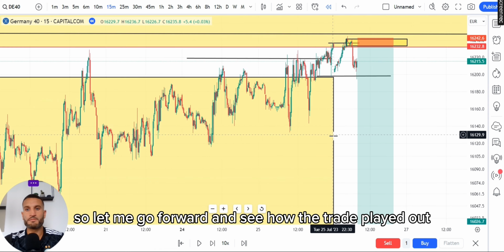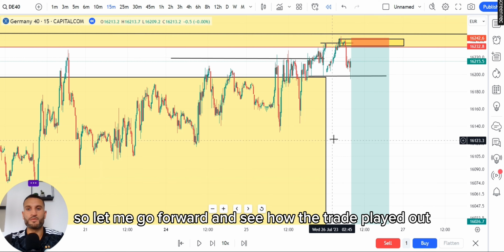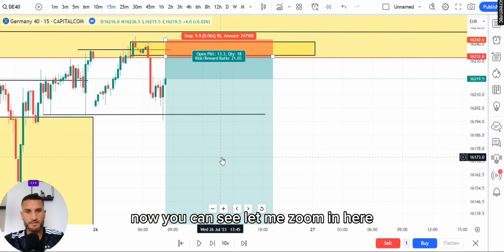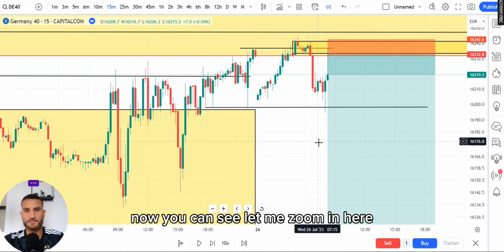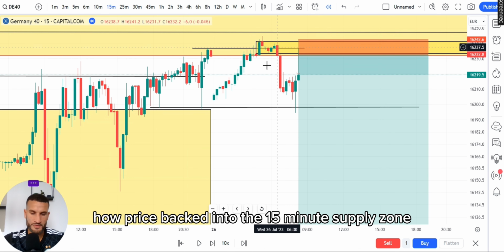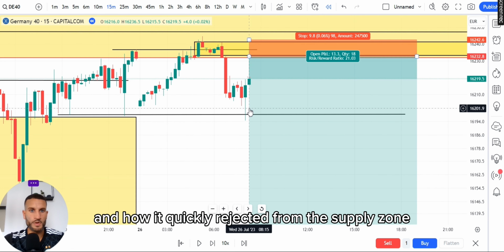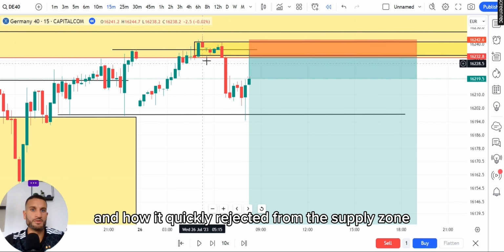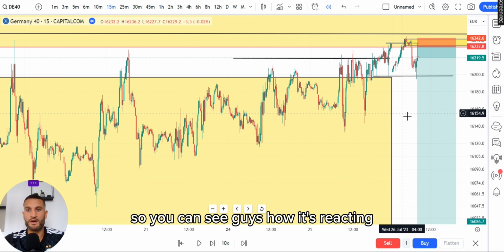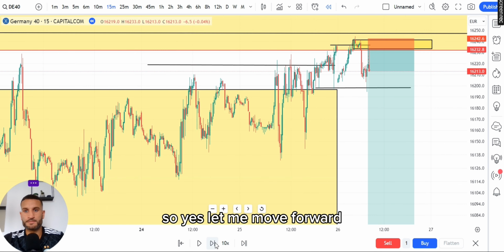So let me go forward and see how the trade played out. Now you can see, let me zoom in here. You can see how price spiked into the 15-minute supply zone and how it quickly rejected from the supply zone. So you can see, guys, how it's reacting and how liquidity works in trading. So yes, let me move forward.